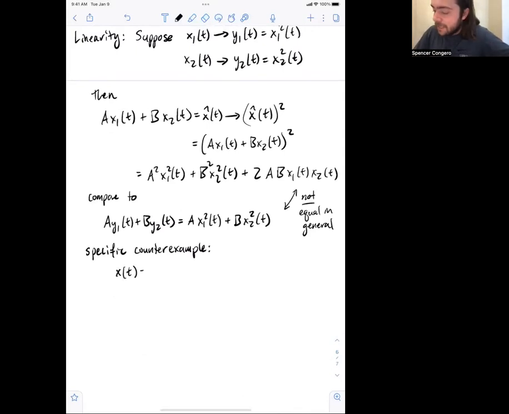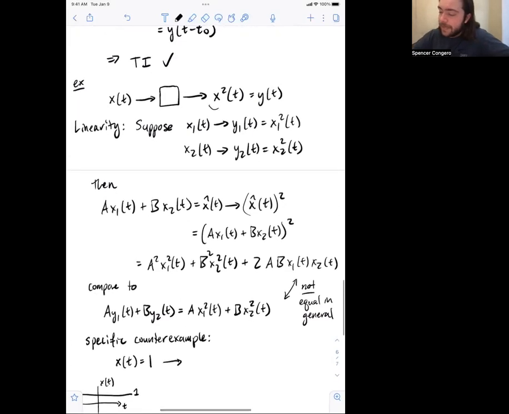Let's suppose our x of t is just 1. And that's not just the number 1. That is the signal that is always 1 for all time t. What happens when we put that into the system? Well, we get out x squared. We get out 1 squared, which is just 1. So we get out y of t, which is x squared of t, which is 1 squared, which is 1.